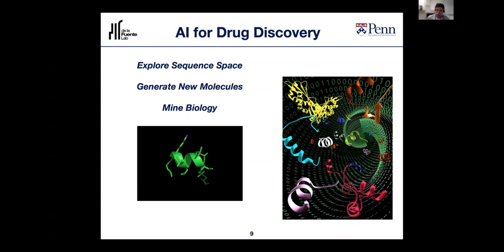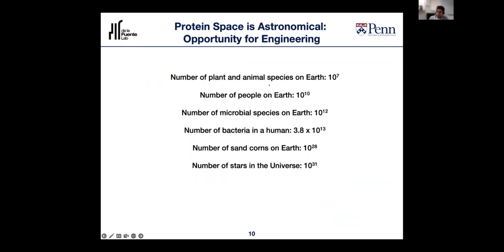How do we explore sequence space, and how big is huge, right? So I'm going to show here combinatorial sequence spaces of things that are concepts that may be more familiar to the audience, like number of people on Earth is around 10 to the 10. The number of bacteria in a human, we're surrounded by microbes, is 10 to the 13. The number of stars in the universe is 10 to the 31, right? So almost unimaginable numbers, very difficult to grasp.